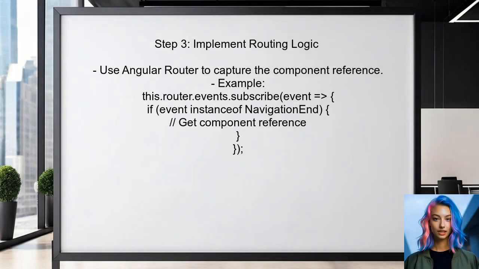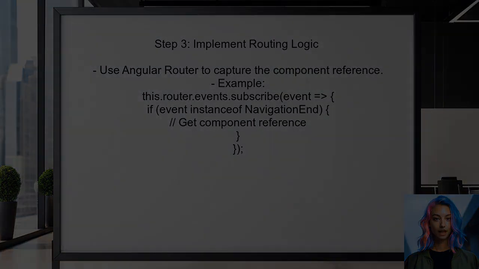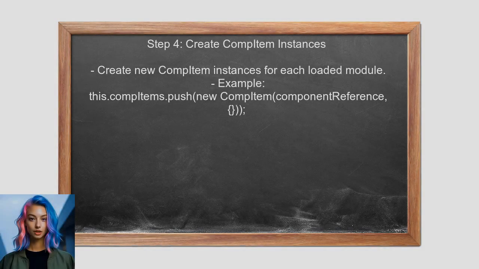Now, the user should implement the routing logic to capture the lazy loaded module's component. This can be done by using Angular's router to get the component reference when a route is activated. Finally, the user can create instances of the comp item class whenever a new tool module is loaded. This will allow multiple tabs to be opened dynamically, each displaying a different tool.